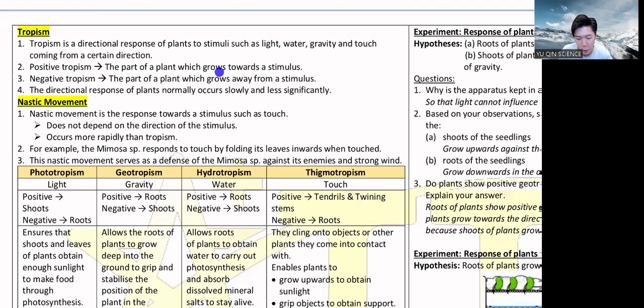Positive means the plant grows toward the stimulus, so I say positive phototropism for the shoots. I'm a leaf, every day I need to look at the sun. But the roots will say, not my thing. I don't go to the sun, I go to the water, I go to the gravity. So there's always a negative part and a positive part of the plant towards the stimulus. Okay, right. Then another type is called nastic movement. Nastic movement is towards touch. This touch is not that touch.